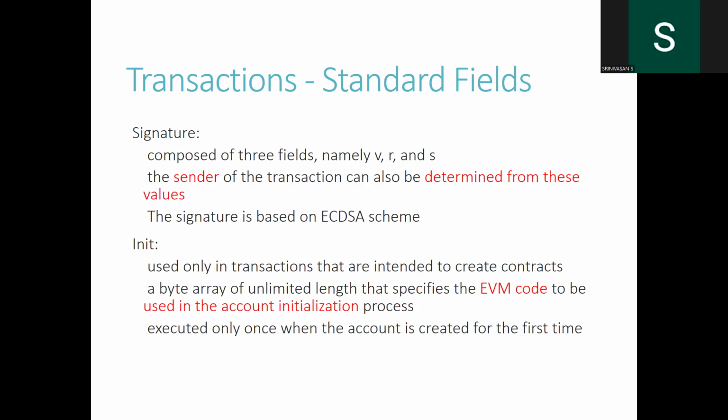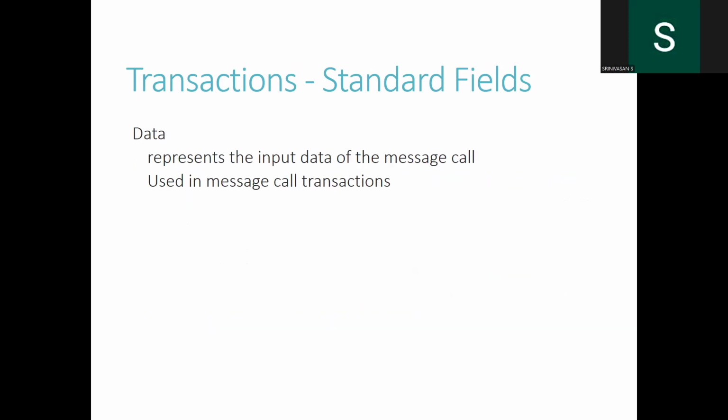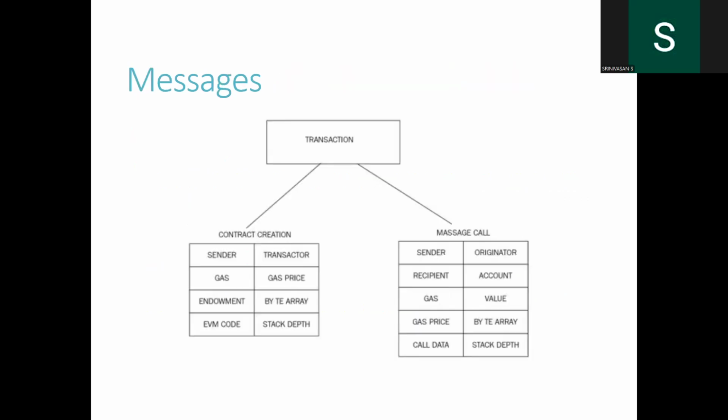It is used in the transactions that are intended to create contracts. So it's a byte array of unlimited length that specifies the EVM code to be used in the account initialization process. It is executed only once when the account is created for the first time. Finally, it has the data element. It represents the input data of the message call. It is used in the message call transaction.